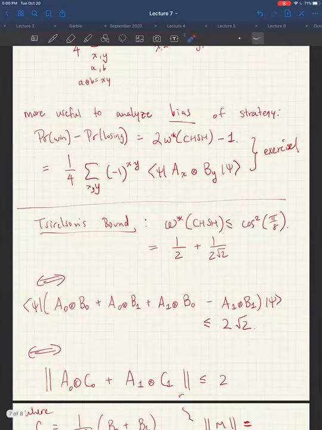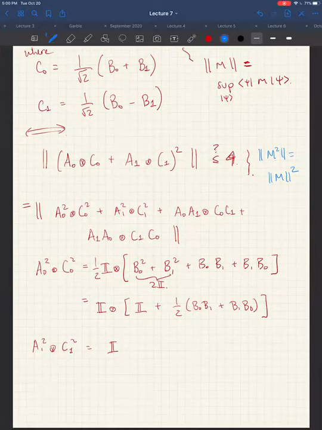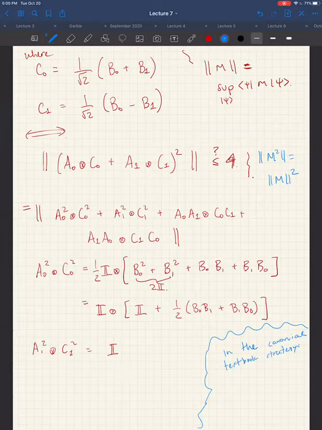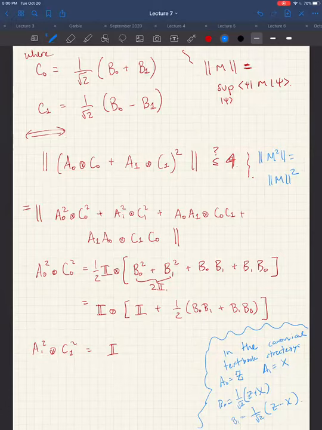Sorry. Actually, it might help as a mental model, in the canonical textbook strategy, you might find this helpful. A0 should be Z, A1 should be X, like the Pauli operators, and then B0 is equal to 1 over square root 2 times Z plus X, and B1 is equal to Z minus X. If you want to do a sanity check on what this should be, you can plug in these operators and see what you get. But in this arbitrary strategy, we don't know what it is. They're just arbitrary d-dimensional observables, but we do know that they square to the identity.